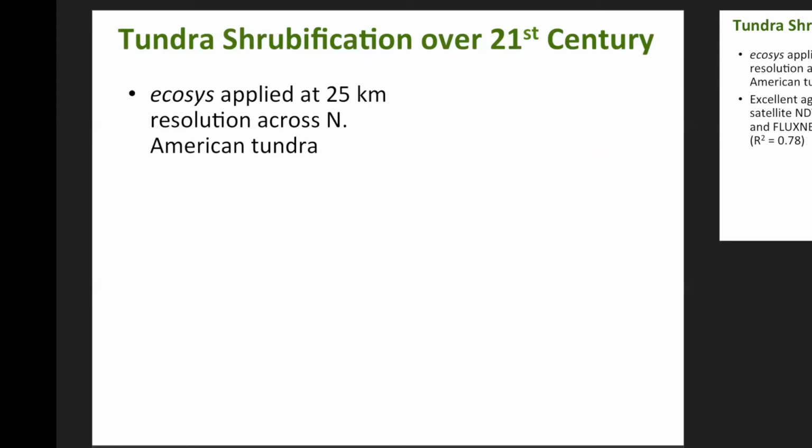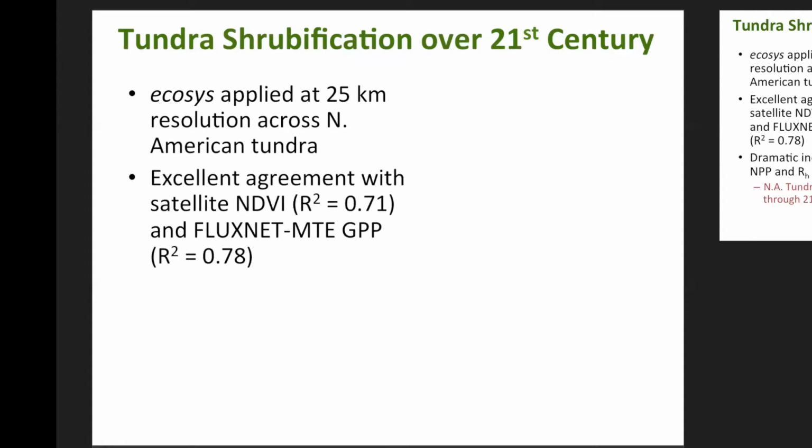And so these are 25-kilometer resolution simulations that we take. We go from 1900 out to 2100. And then we evaluate in the contemporary period where we have observations, we evaluate how well the model is doing. So we found very good comparisons with MODIS NDVI and with this FluxNet MTE GPP product, which is a machine learning product that's been trained to FluxNet data. Now, of course, there aren't very many eddy covariance sites to do the training in the Arctic, but nevertheless, we at least match it well for whatever that's worth.